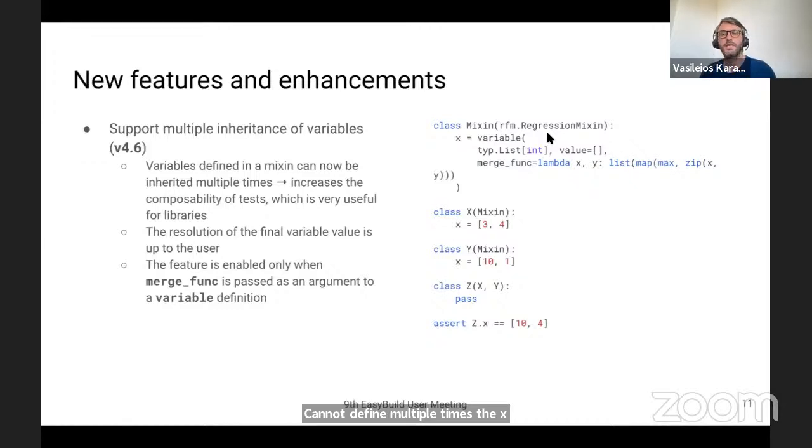Now, this is problematic, for example, in cases where you want to use mixins and define variables that are more like utilities that you want to use in your tests or test libraries. So we added this new argument, merge function, which essentially defines how you combine the existing variable with what you set in your current test. And in this case, we just get the maximum value of the items.